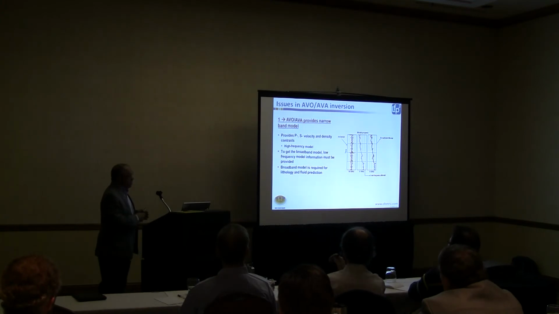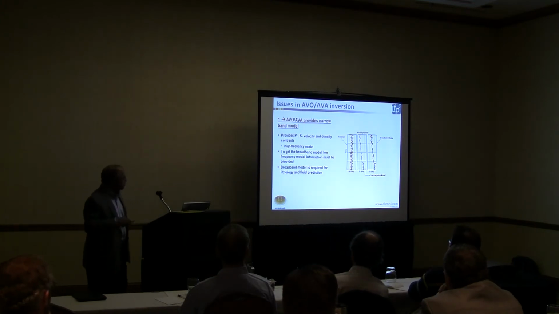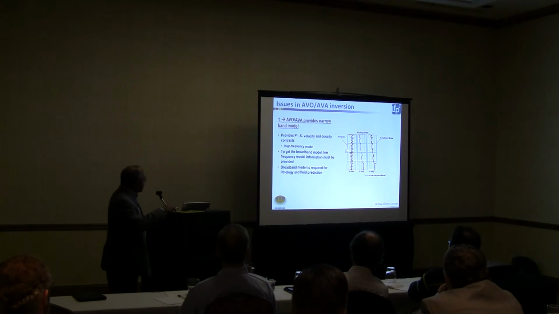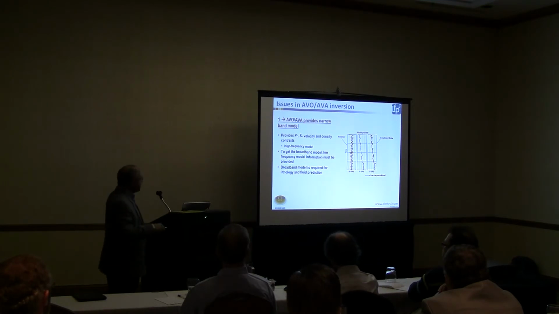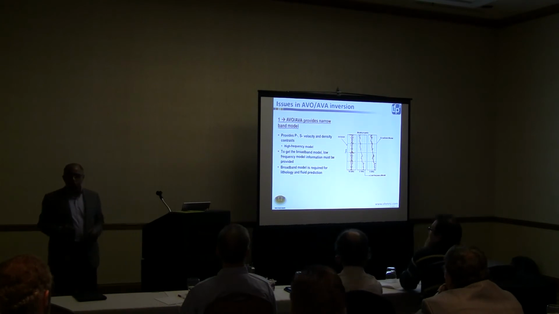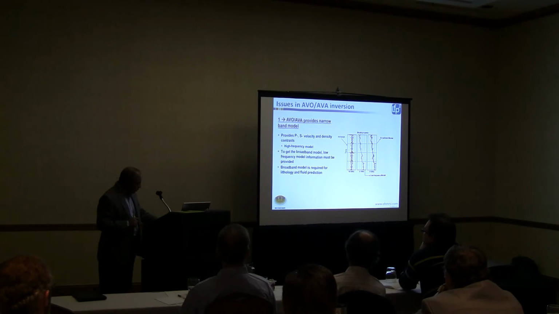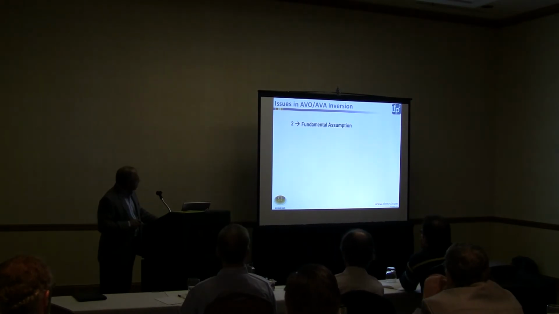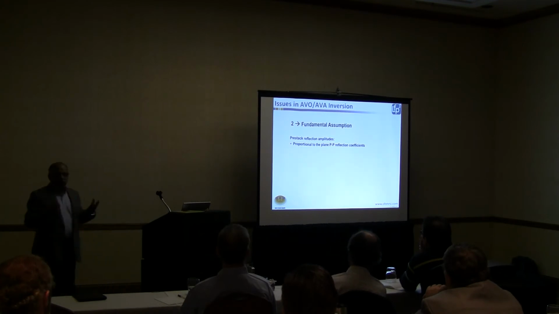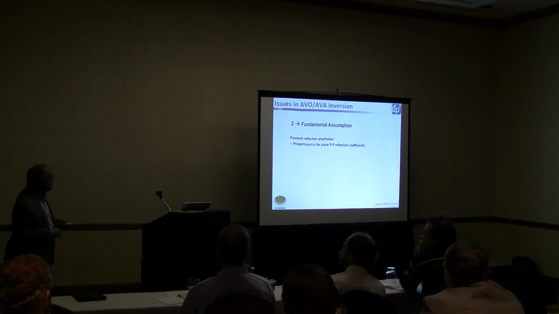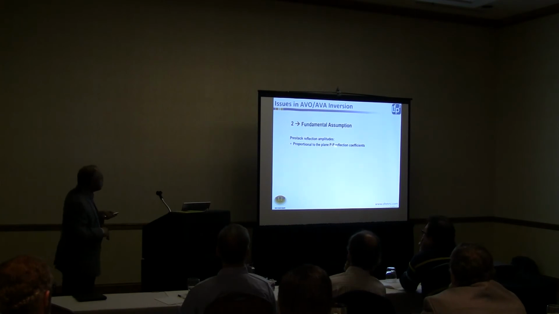So essentially, what is typically done is that an AVO inversion will give you a high frequency model, and we have to get the low frequency model from somewhere, and then we add the two to get the broadband model. That's exactly what we do when we do our AVO-based inversion. The next issue is more fundamental in nature: when we are doing AVO, it assumes my pre-stack reflection amplitudes are proportional to plane-wave P-to-P reflection coefficients.